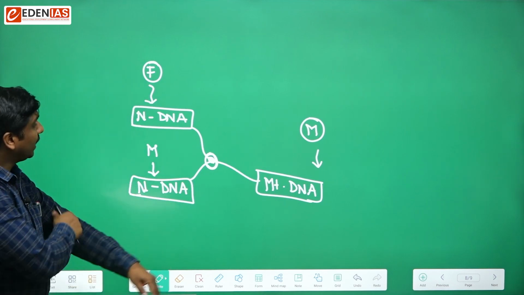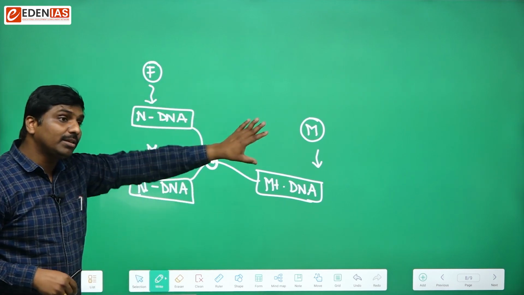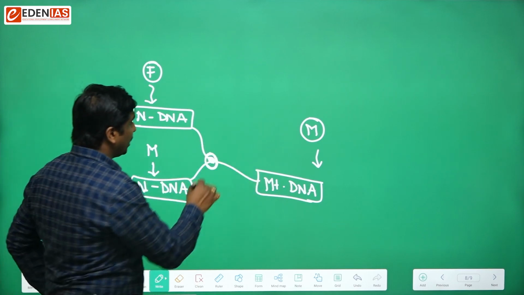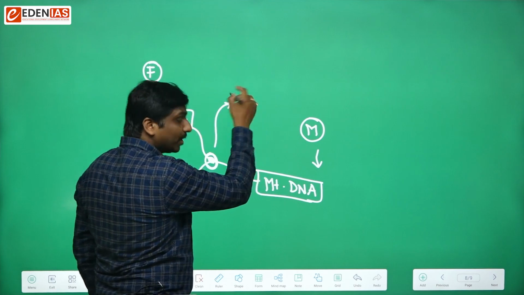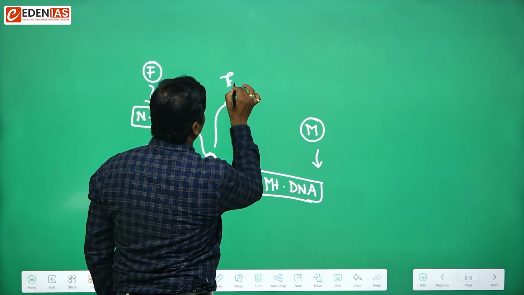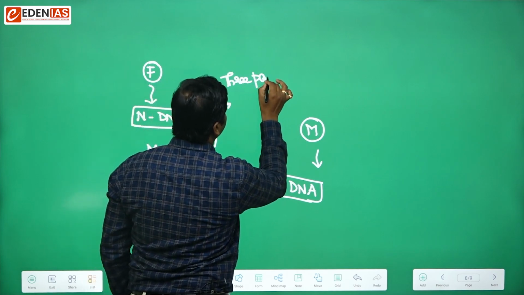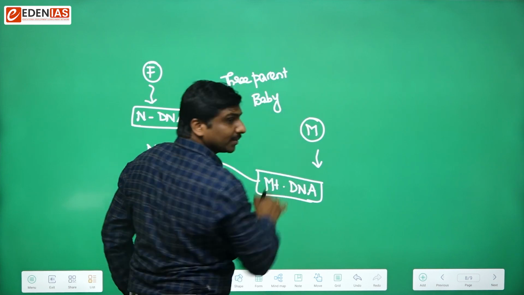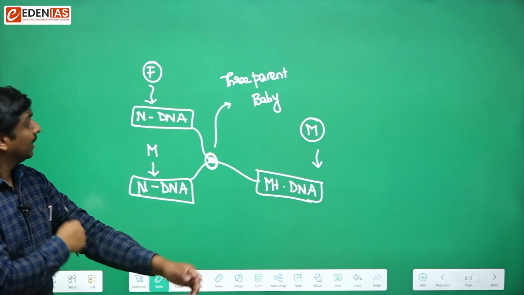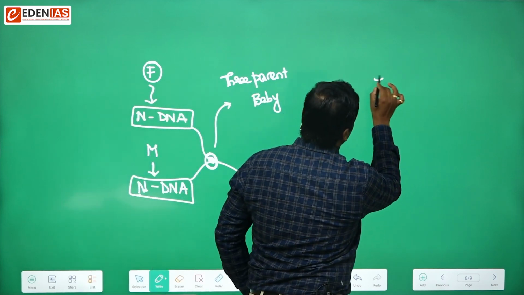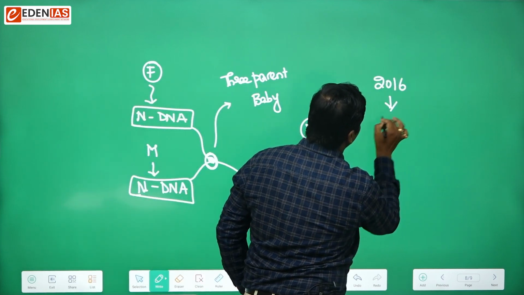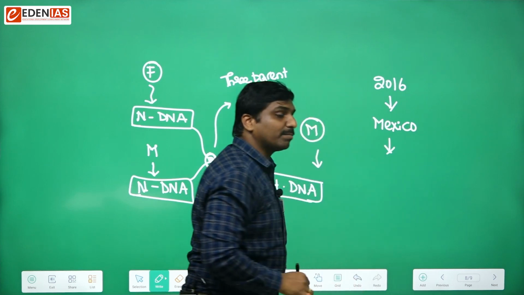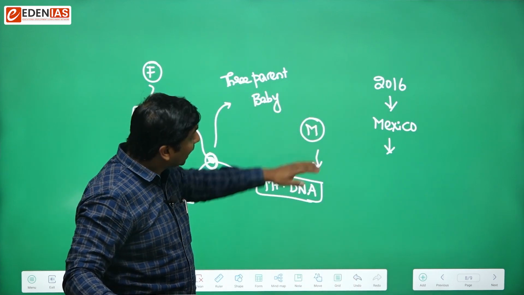As there are three biological parents, with DNA from three parents involved, the baby produced by this technique is known as a three-parent baby. Actually, in the year 2016, in Mexico, a baby was produced for the first time by this technique.